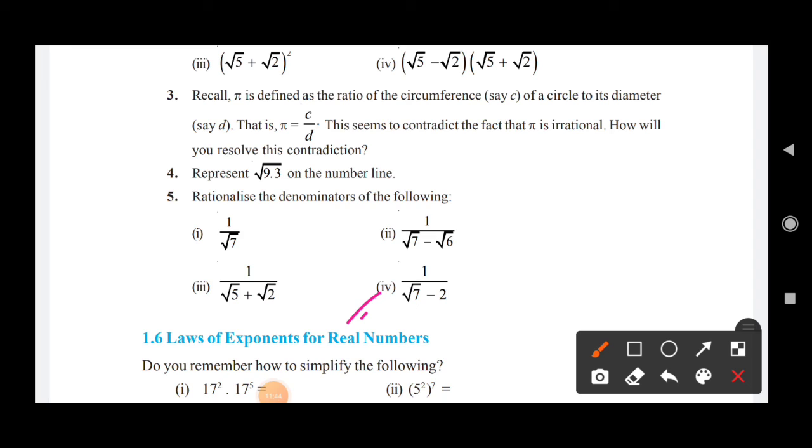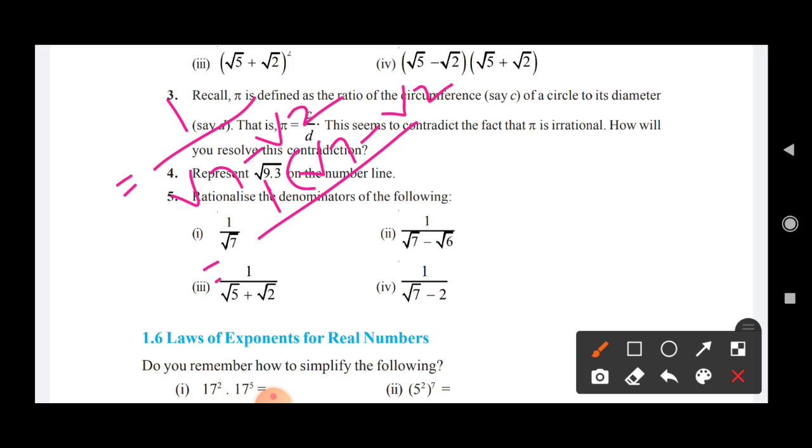So now come to question number 4. You can see 1 by root over 7 minus 2. So this term we have to turn into rational. You see here 1 by root over 7 minus 2 is equal to 1 into root over 7 plus 2, and in the denominator, root over 7 minus 2. This is not root over but only 2, whole into root over 7 plus 2.